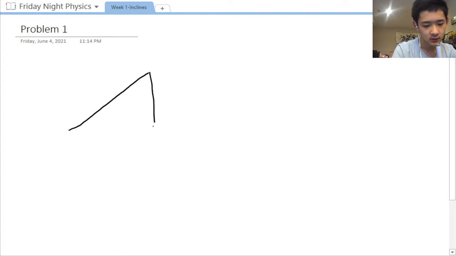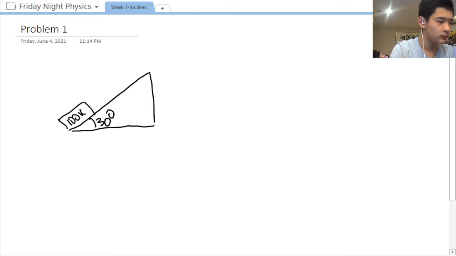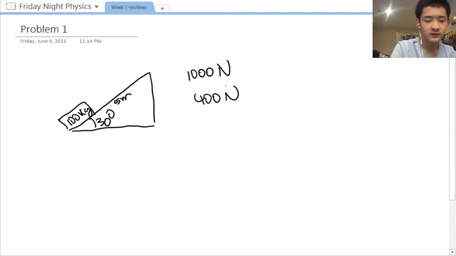So the first problem says, a 100 kilogram object on a slope of 30 degrees is at the bottom of the slope, and the length of the slope is 5 meters, and the object is pushed up the slope with a force of 1,000 newtons. And the friction force is 400 newtons, and we want to find the velocity at the top of the slope. So that's just v final, and that's what we want to find.